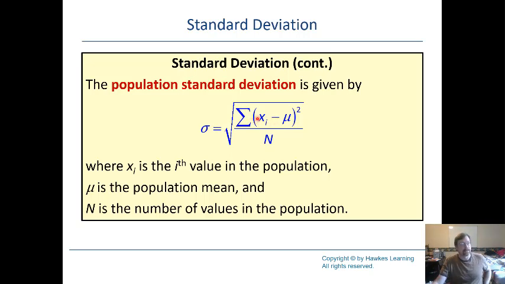So we take the difference between a data point and the mean, square it, add it to the difference between the next data point and the mean, squared, and we just keep doing that until we've got them all added up. Take that sum, divide it by the number of values in the population, and take the square root, and that's our standard deviation.